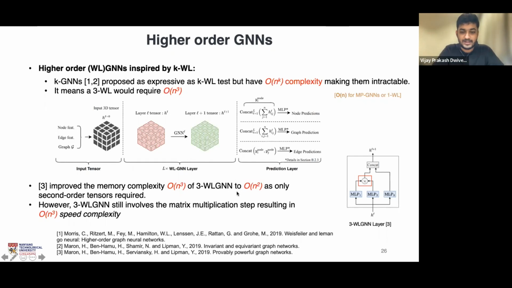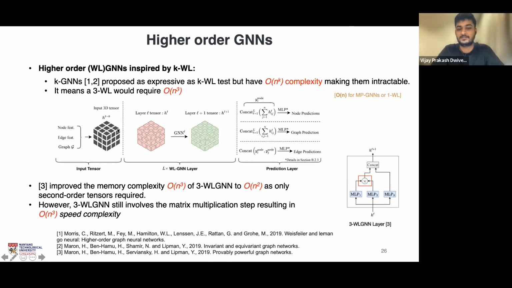Now the 3WL GNN, which is represented by this architecture, tries to improve the limitation, bringing it to n square. But this n square is still more compared to the message passing GNNs or 1WL, which only had the O(n) complexity. And this pipeline represents the computation that was used for 3WL GNN.